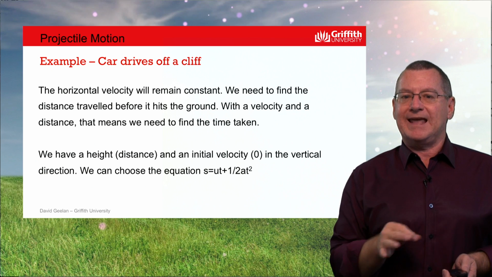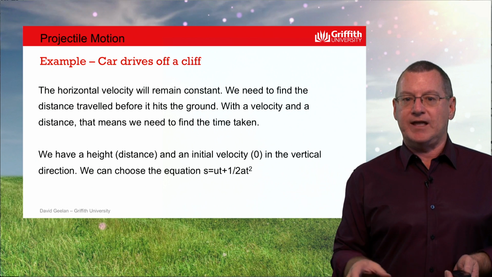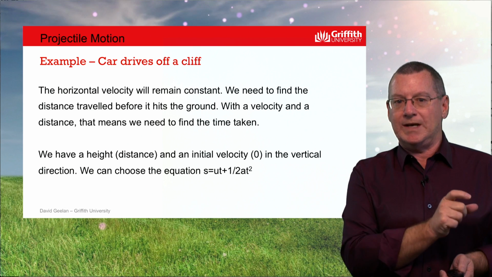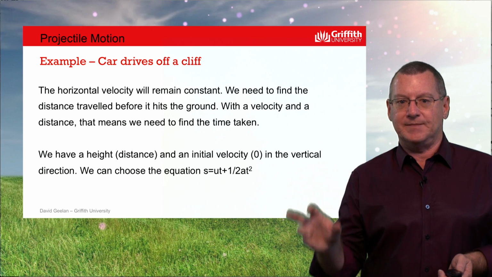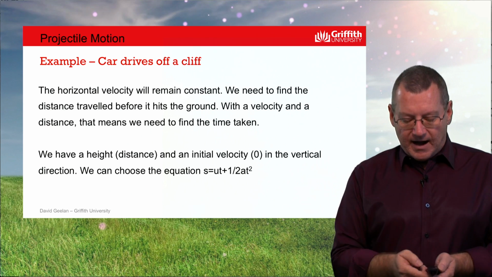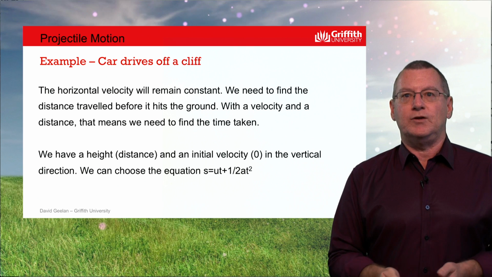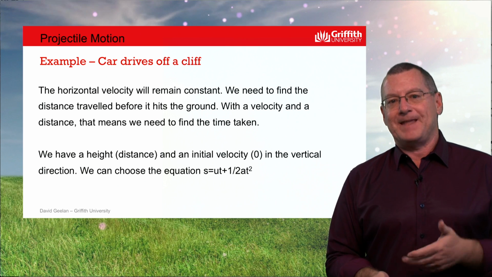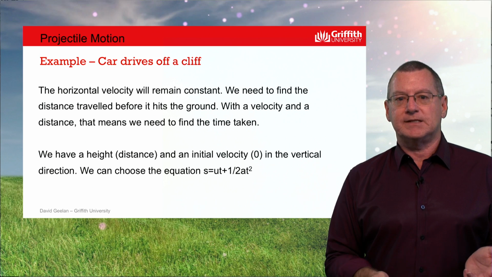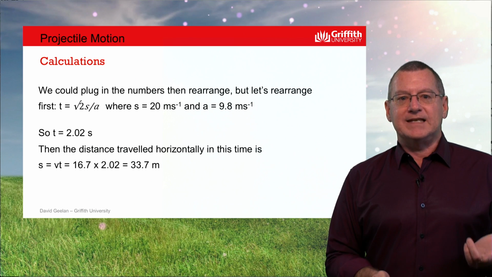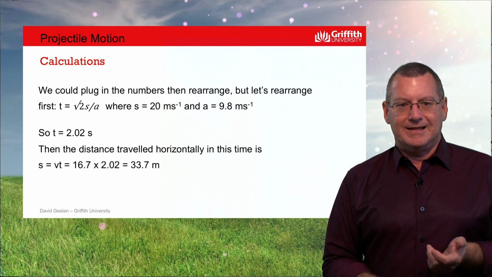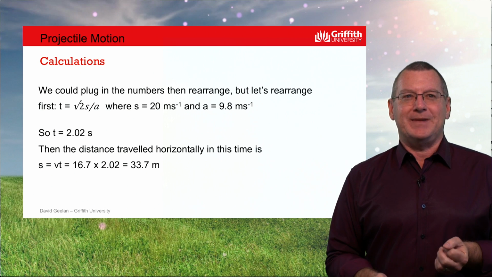We could just plug in everything we've got and rearrange it as we go, like use numbers. So I put 20 equals a half times 9.8 times t squared, and then solve for that. I tend to prefer, although you can decide what's your personal style, and different students will have different personal styles, I tend to go, let's rearrange it first. So the equation editor has messed with me again.